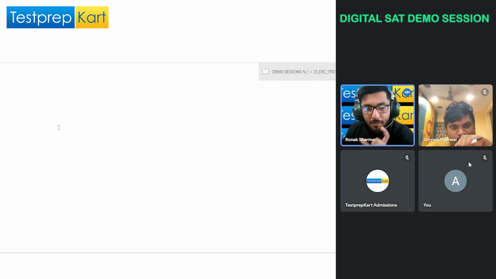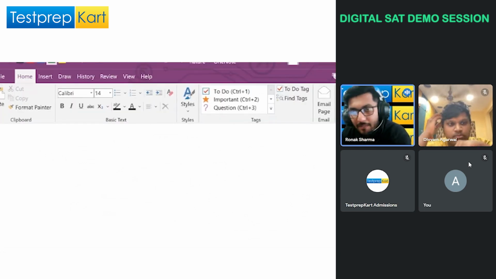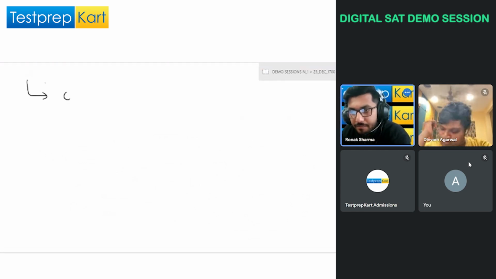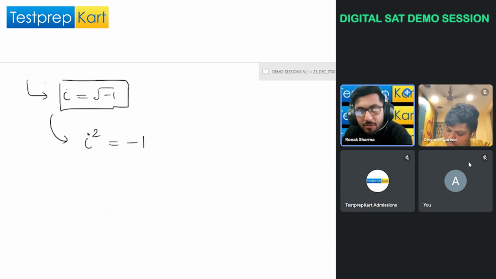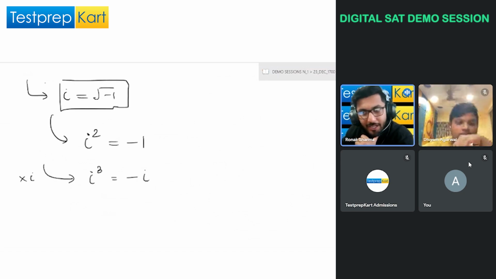Now let us come to the properties of iota. See, basically, if we talk about iota, then iota is what? That is root over minus 1. But now if we take the square of that, that is iota square, that will give us minus 1, because the square of the square root of negative 1 will be negative 1. Then if I multiply with iota on both sides, that will be iota cube on the left hand side and minus iota on the right hand side.